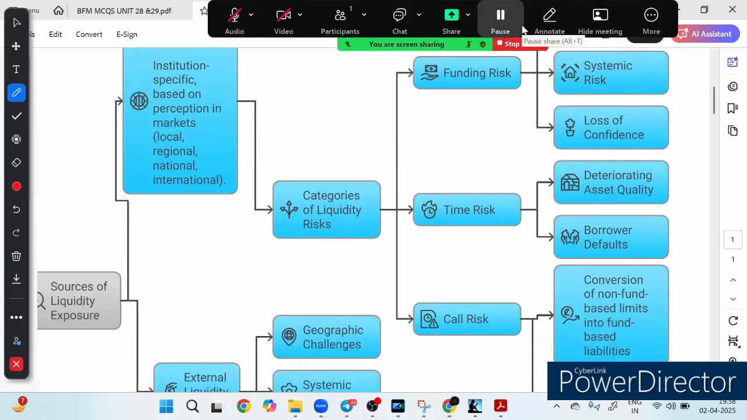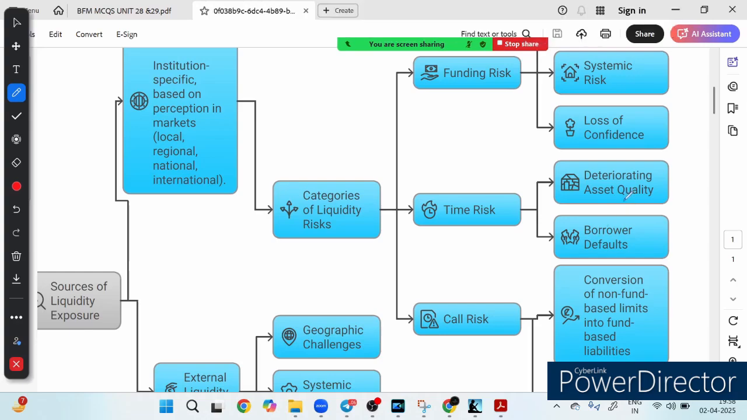Now if you further categorize the time risk, we can see two parts here, right? The first is called deteriorating asset quality, which means when a bank asset, like a loan, decreases in value, it affects their liquidity. This is called deteriorating asset quality. Or the borrower defaults. Suppose the borrower defaults on the loan. The bank may not have enough liquidity to cover their obligation. This is called borrower defaulting.